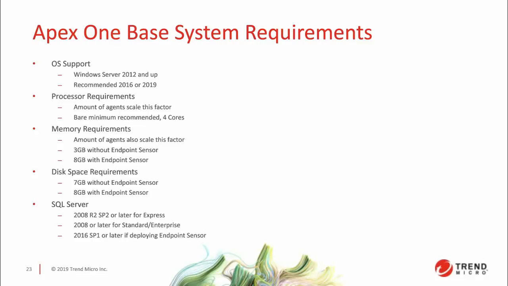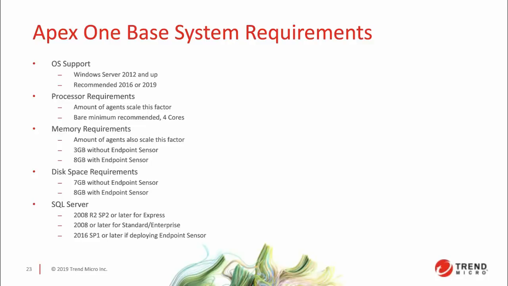But it's going to scale as you get more and more agents inside of your environment. So OS support, this is true of both Apex Central and Apex One. We'll go over Apex Central in a second. But 2012 and up now, and if you were to call me, I would say 2016 or 2019 because new technology is great, old technology is not as great. So just future-proof yourself and get the new servers.